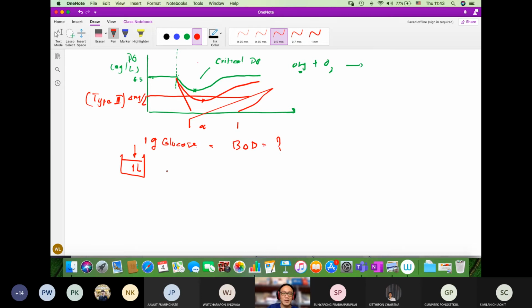What will the BOD of this water be? By the theory, you can establish the stoichiometric equation. Glucose is C6H12O6 plus oxygen, then you get CO2 plus H2O. BOD is the oxygen equivalent.